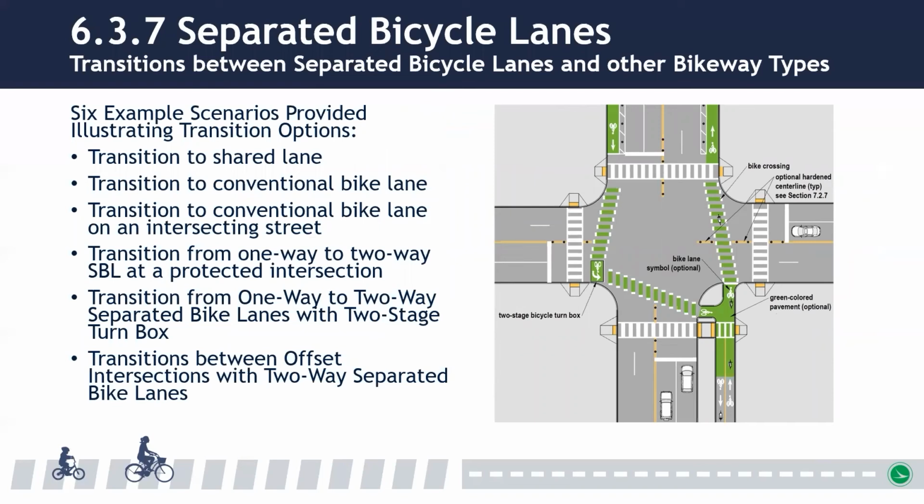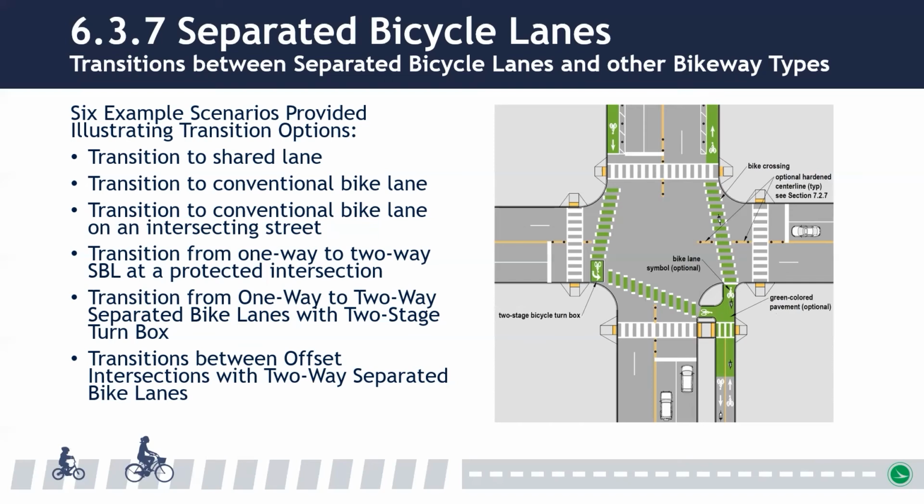Finally, transitions between separated bike lanes and other bikeway types is essential for all projects that include a separated bike lane. The actual transition design can vary greatly from location to location depending on many of the contextual factors discussed throughout the guide. The selected transition design should clearly communicate how bicyclists should enter and exit the separated bike lane in order to minimize conflicts with other users.